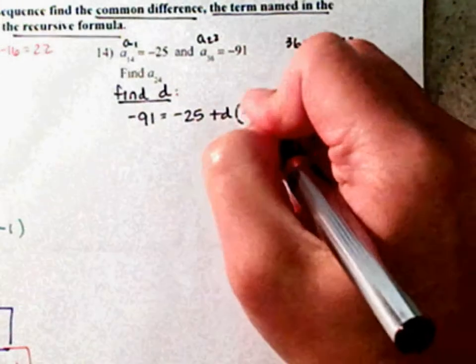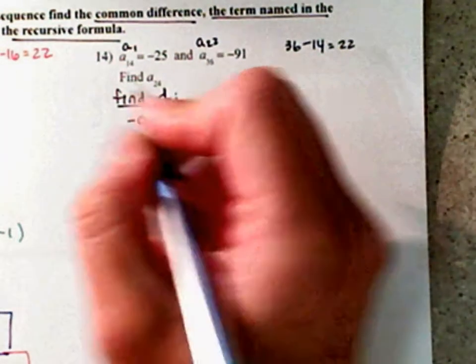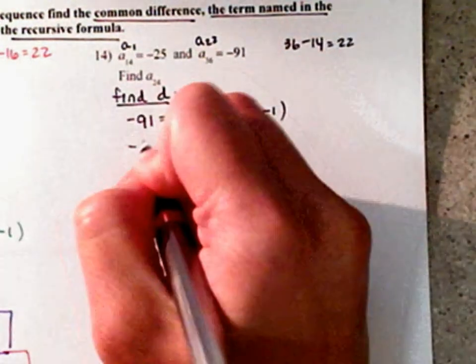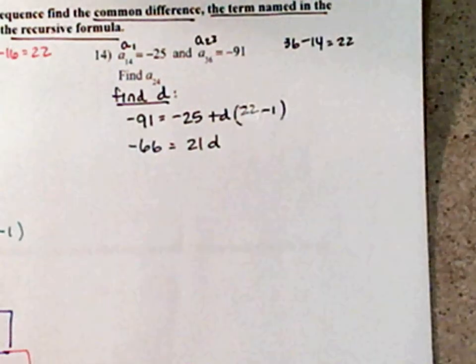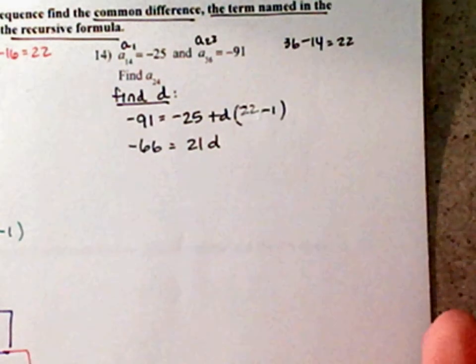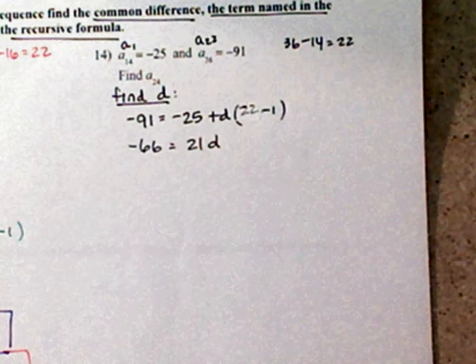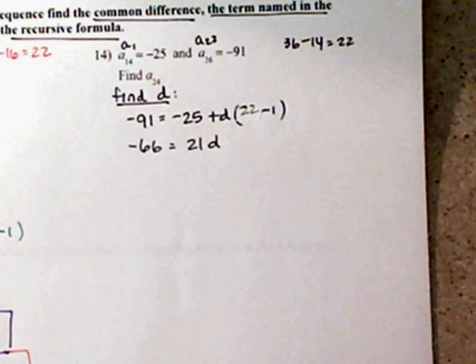Okay, solve for d. So I'm going to say plus 25, which gives you negative 66 equals 21d. Okay, that gives you a fraction. Let me double check my math.